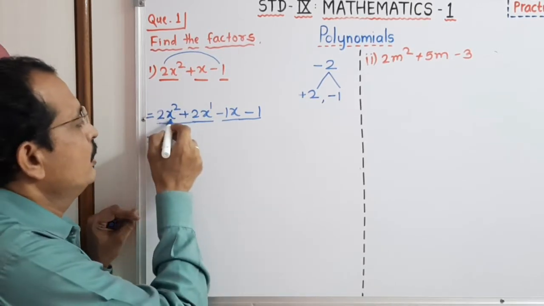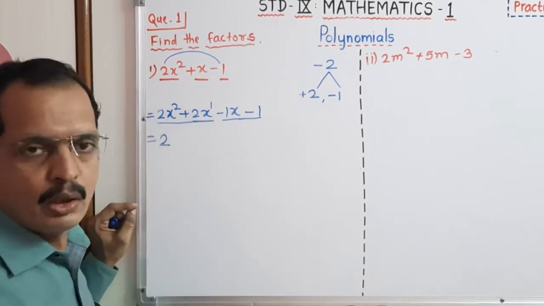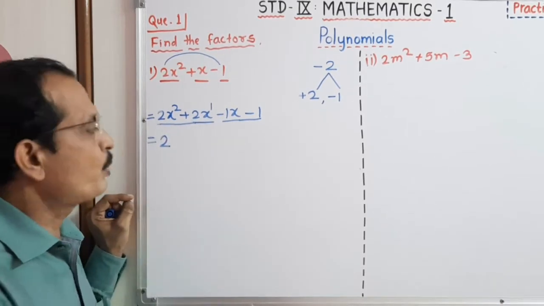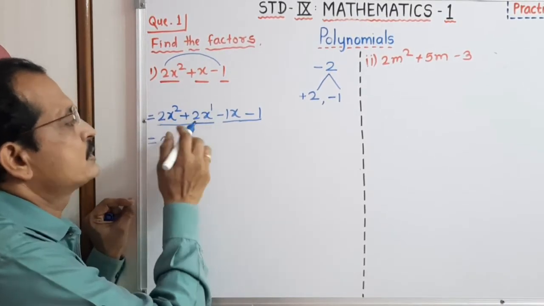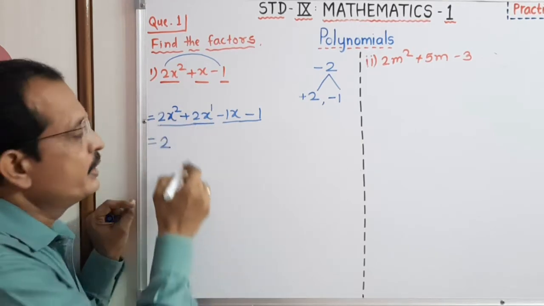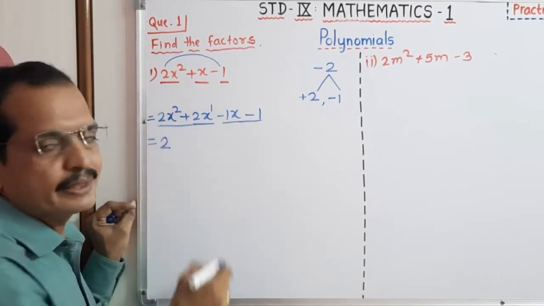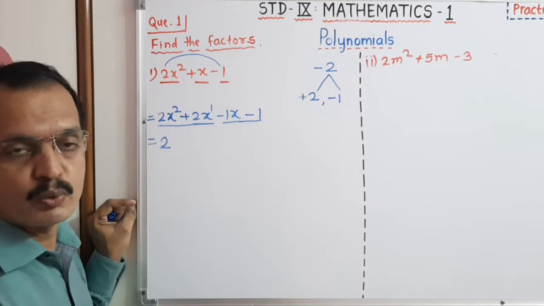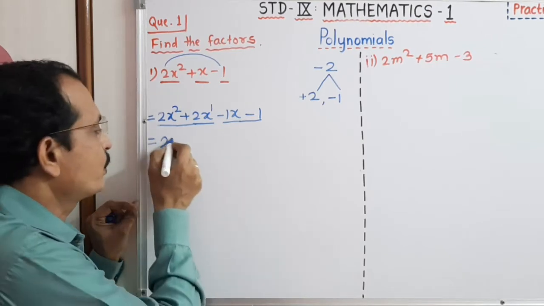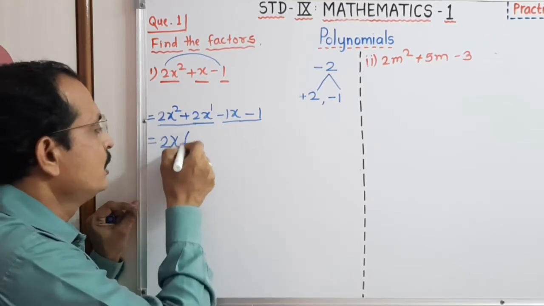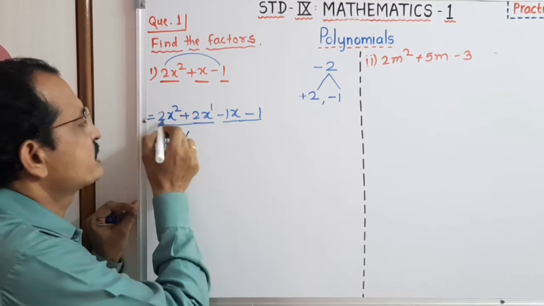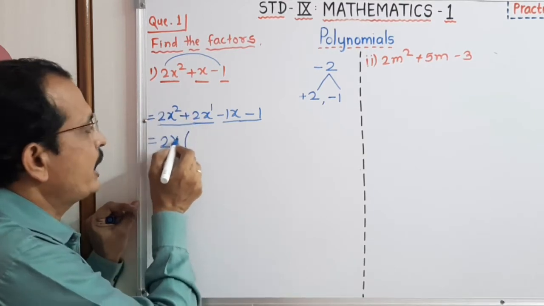When we have to take out the common from the variables, we have to see the index. Here x raised to 2 and here x raised to 1. Which is the smaller one? x raised to 1. Therefore we take out x as a common. Dear student, from this 2x square, we take out this 2 and x.